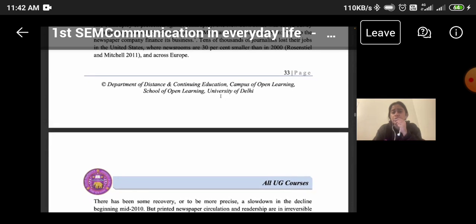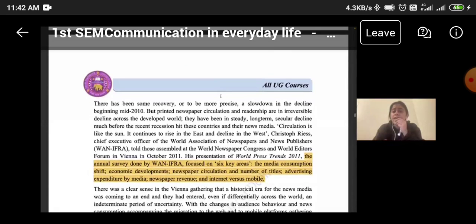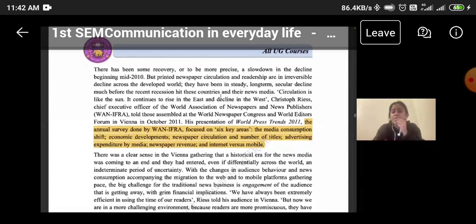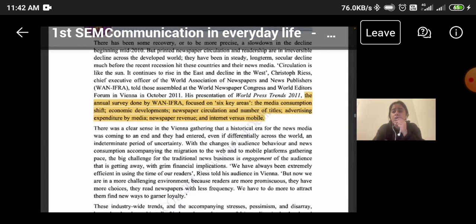Tens of thousands of journalists lost their jobs in the United States, where newsrooms are 30% smaller than in 2000, and across Europe. There has been some recovery, or to be more precise, a slowdown in the decline beginning mid-2010, but printed newspaper circulation and readership are in irreversible decline across the developed world. They have been in steady, long-term secular decline much before the recent recession hit these countries and their news media.